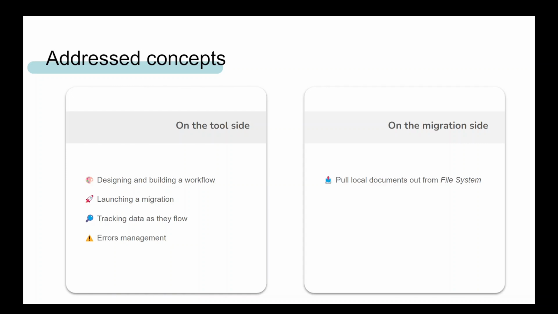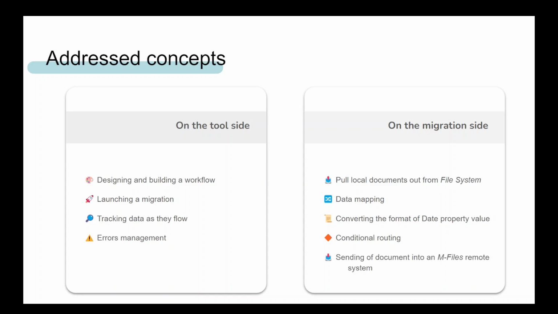On the migration side, though, we'll see how to pull documents from a regular file system that you all have. We'll see how to map the data so the names can be changed along the way, and then converting the format of a date value property so the format will be matching not what we received, but what we want to send. Then we'll see some conditional routing based on some particular criteria, and in the end, we'll be sending this document into an M-Files remote system.